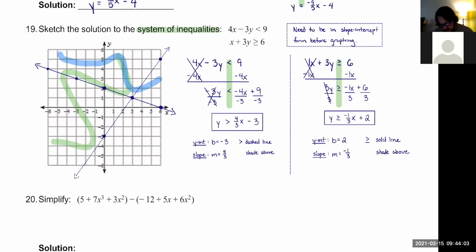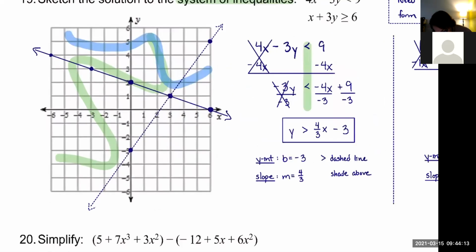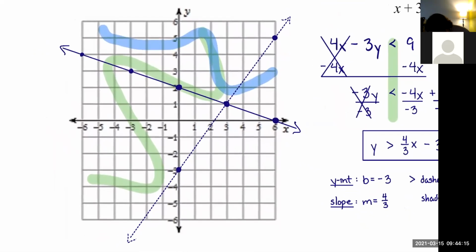So if I look at all the information I was given here, the region we want had better be above both the dashed line and the solid line. So if I was to zoom in here, that would only include this region up here, which hopefully you can tell is the only region that I have a little bit of shading from both inequalities.